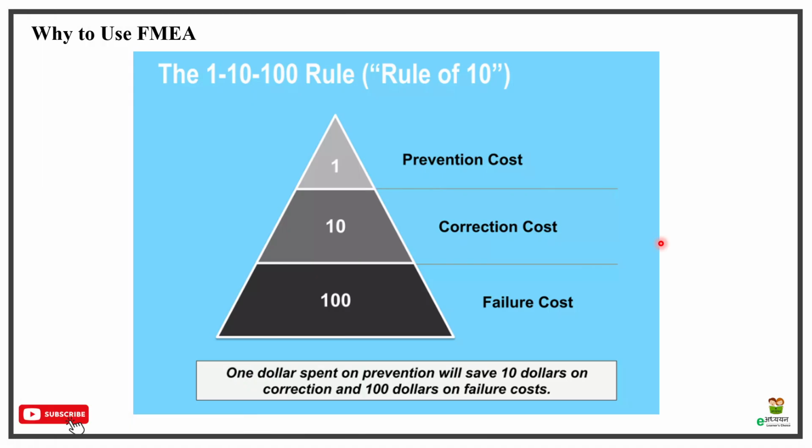And why do this? Why use FMEA? We have the rule of 10. So what is the rule of 10? It says if we spend $1 in prevention cost, it will save $10 in corrective cost and $100 in failure cost. So we can save a very good amount of money by implementing FMEA.